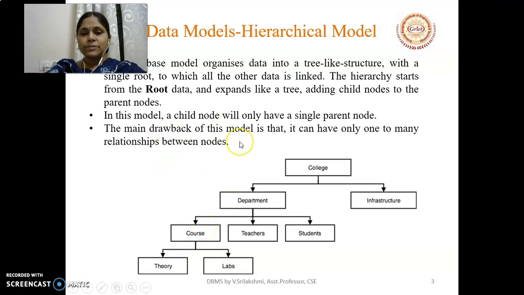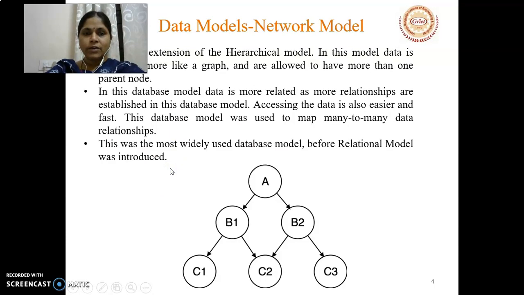The drawback of this model is that it can only have one-to-many relationships. We cannot have other than that, like many-to-many. Such types of relationships cannot be incorporated in the hierarchical model. This is the drawback of the hierarchical model.